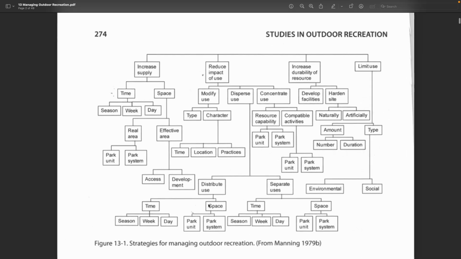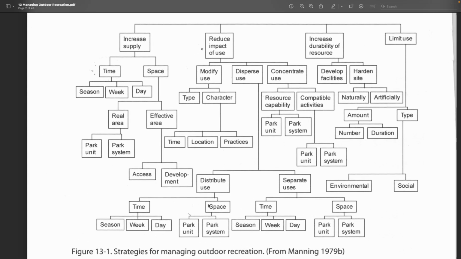This is it. This whole thing. Good to go right here. So up top we see increased supply. Second, we have reduced impact of use. Third, we have increased the durability of the resource. Fourth, we have limit use.